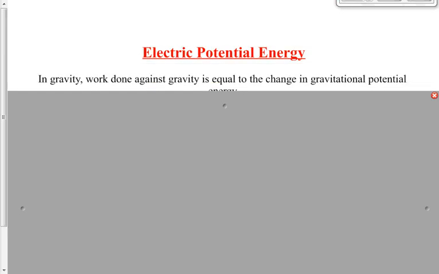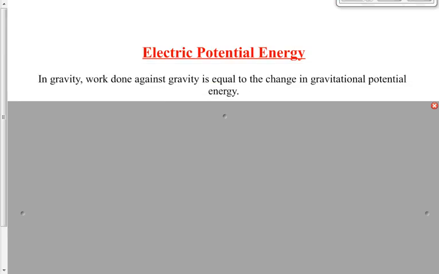But before we talk about it in the context of electricity, I want to talk about it in the context that you're quite familiar with first, and that's gravity. You guys know, if you think back to Physics 20, that the work done against gravity is equal to the change in gravitational potential energy. Let me give an example of that, and it will make sense to you when I do. I've got this board marker in my hand right now.